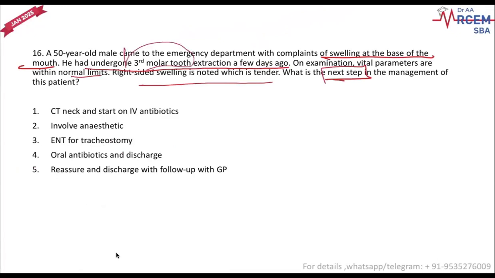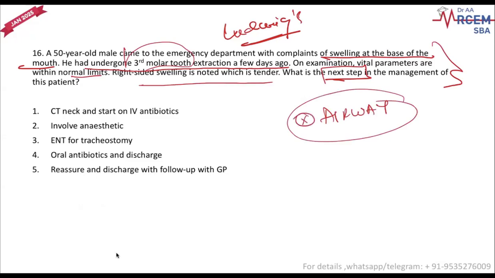Tooth involvement, it is always for us. What are we thinking about? We are thinking about Ludwig's angina. It is Ludwig's angina until proven otherwise. Is anything in the stem of the question suggestive of airway obstruction or impending airway compromise? Nothing is suggestive of that. That's why we'll go to the next step, where we get a CT scan done because the patient is stable, and we give IV antibiotics. CT scan is important mainly for the surgeons because they want to see till where it is extending so that they can plan their surgery accordingly.